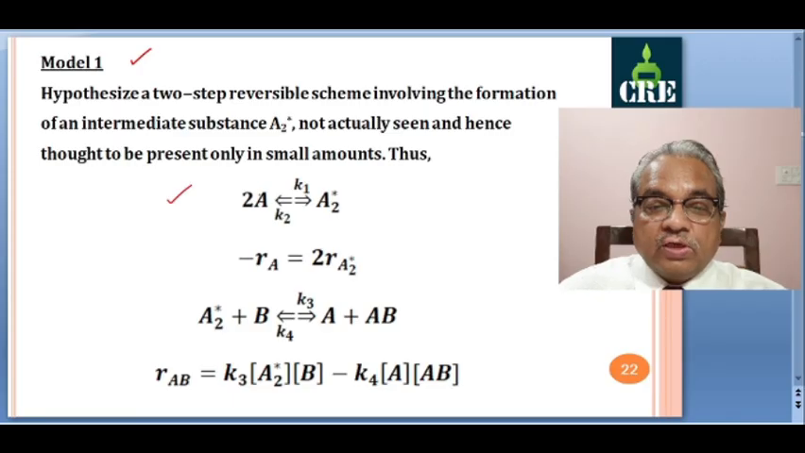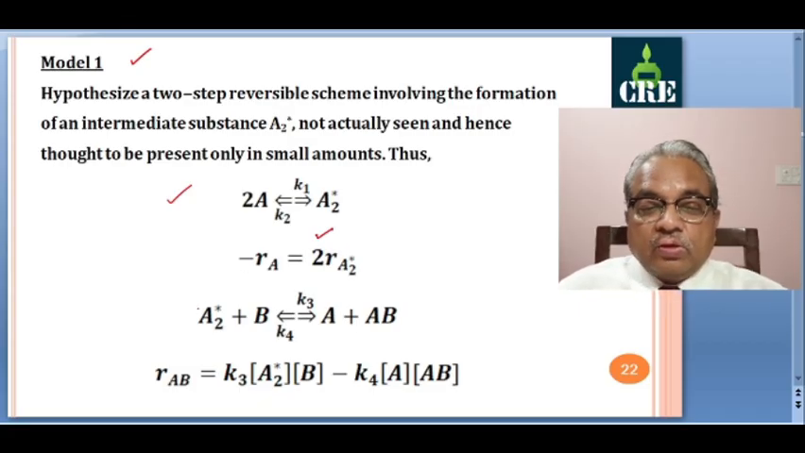Here what is the relationship? Minus rA by 2 is equal to plus rA2*. That can be written as minus rA is equal to 2 times rA2*, because by stoichiometry you have considered 2 moles giving you 1 mole. So these rates are to be compared. Whether I am writing based on minus rA or based on plus rA2*, I have to take care of this stoichiometric coefficient. The second reversible reaction is this: A2 star combines with B to give you A plus AB.